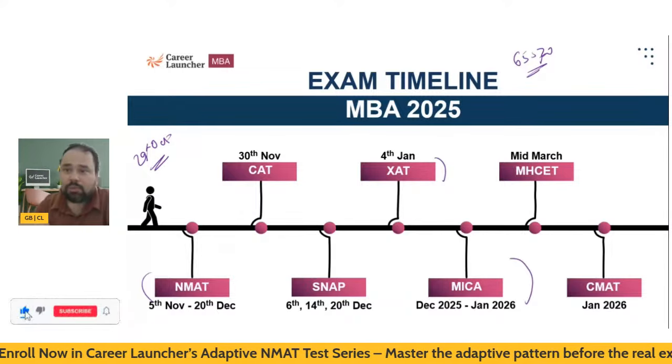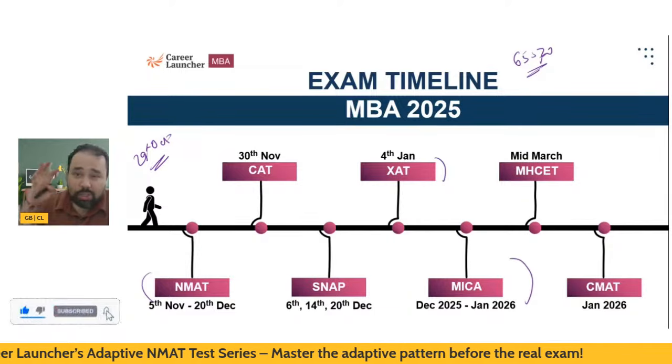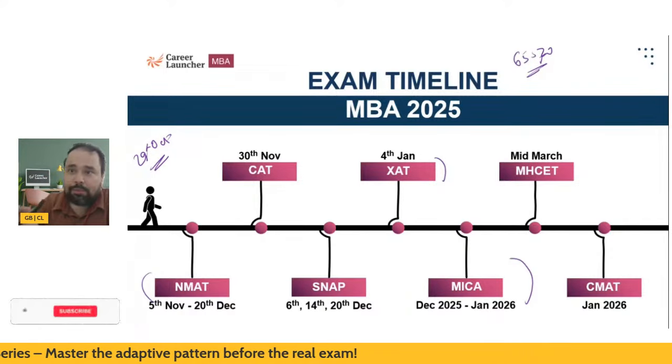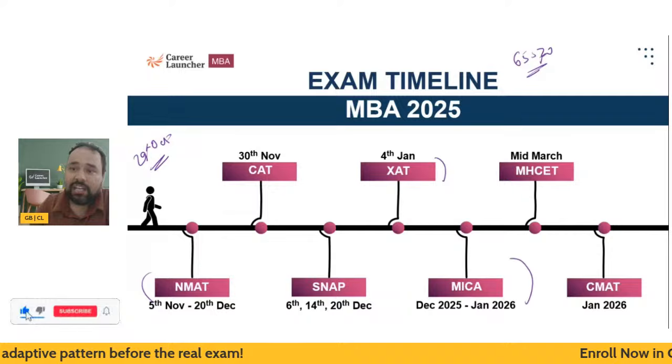Sometimes what happens is we focus too much on the CAT exam and we realize, arre yaar, the first SNAP is just 6 days away, and we haven't done anything for it.